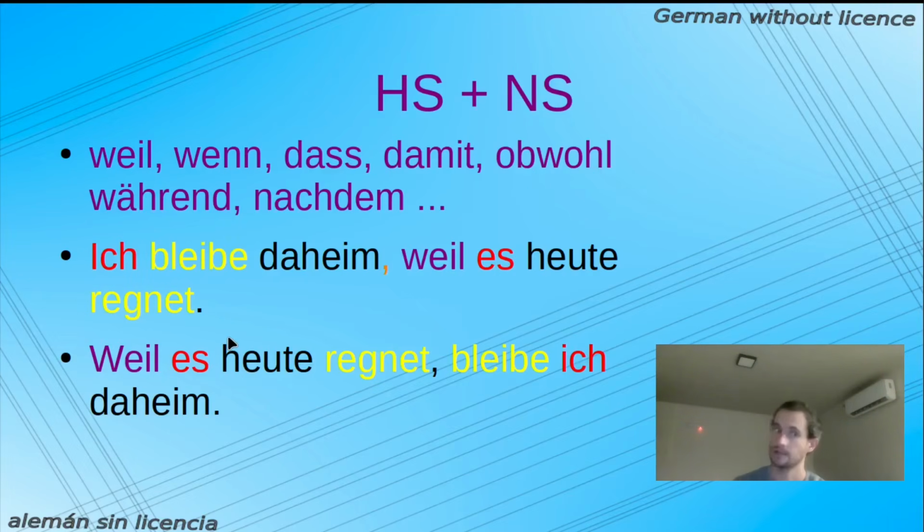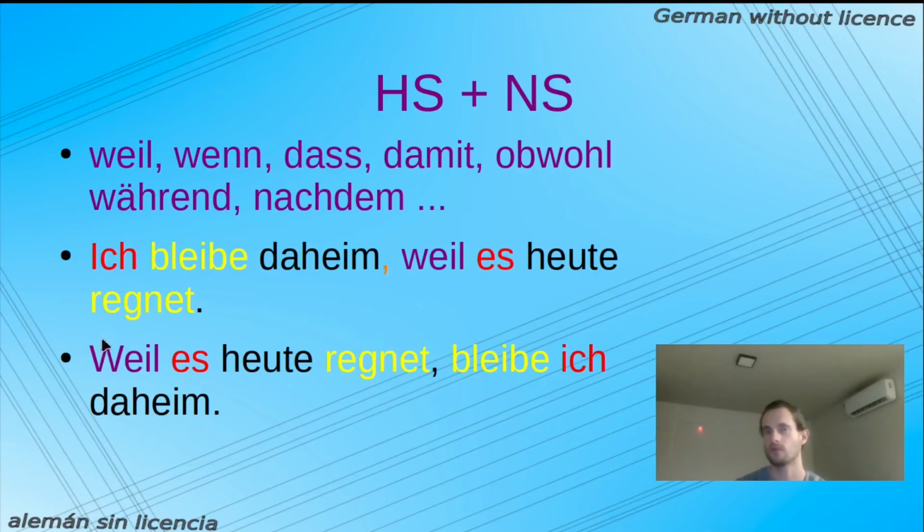But on the other hand, weil works like "because" in English. So you can start the overall sentence with the subordinate weil clause, and the order within this weil clause stays the same: conjugated verb at the end of the weil clause. "Weil es heute regnet." It would be an error to say "weil es regnet heute." No, the conjugated verb has to be in the last position.